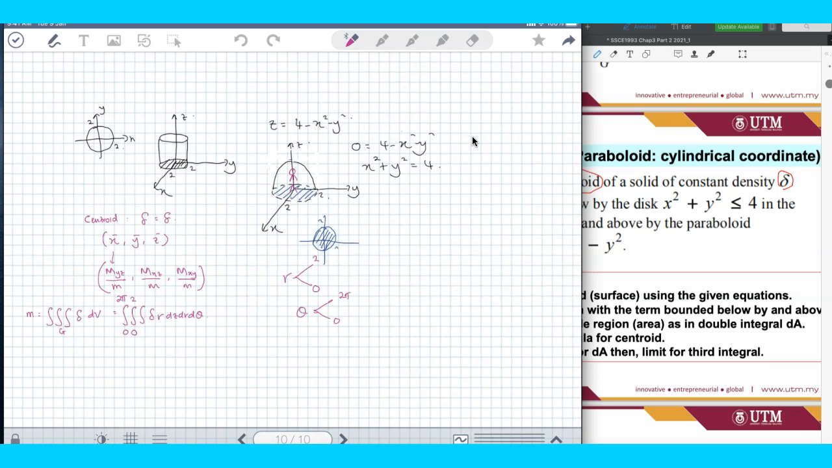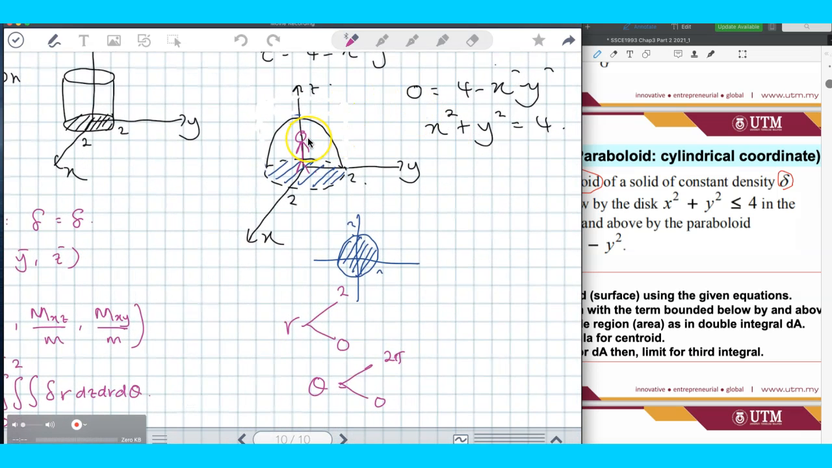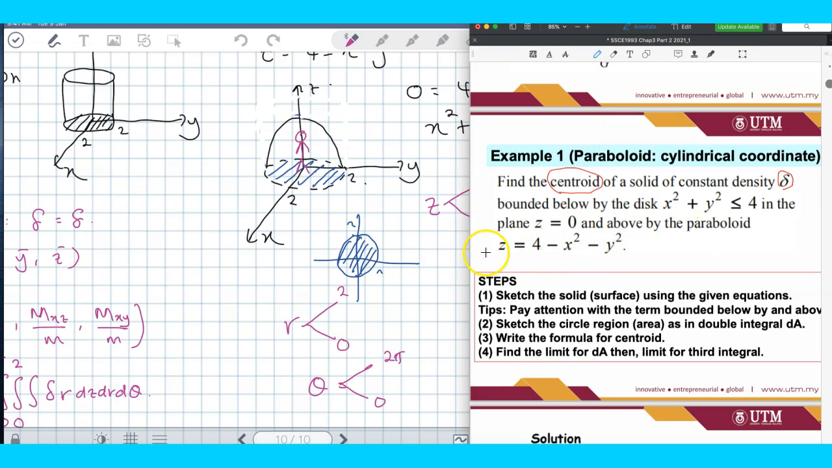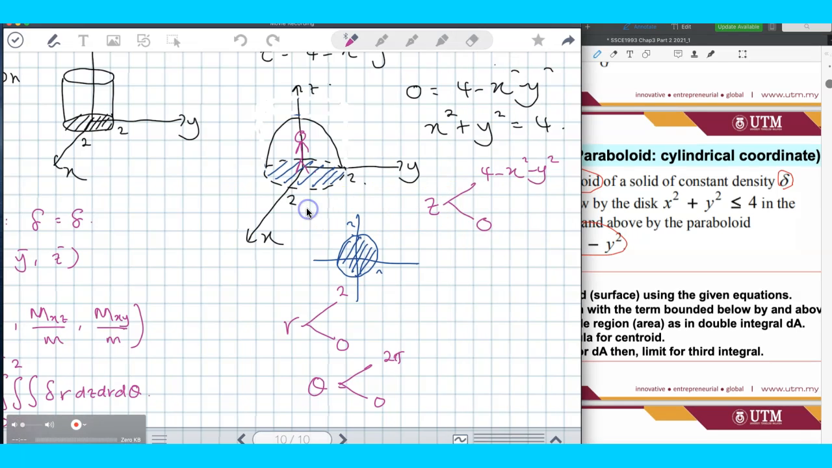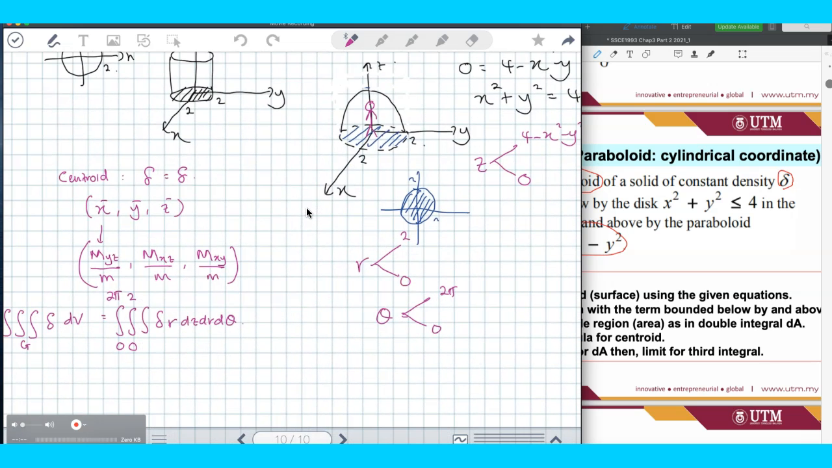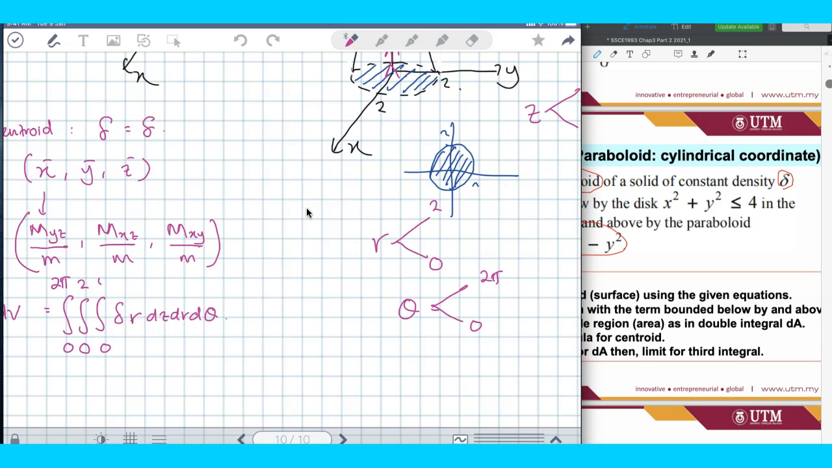Now for z, you have to look at the solid here. Imagine this is you, and what is below you, what is your base? The base here belongs to z equal to 0. Then what is covering you? Your cover, from this equation, is the paraboloid, 4 minus x squared minus y squared. So we put the limits 0 to 4 minus x squared minus y squared.